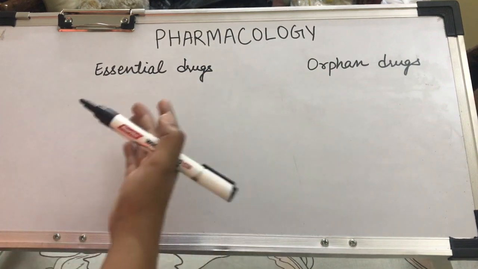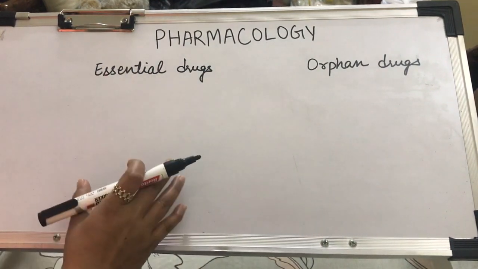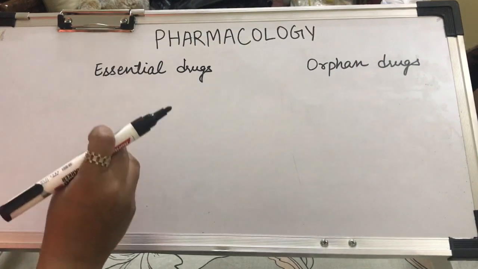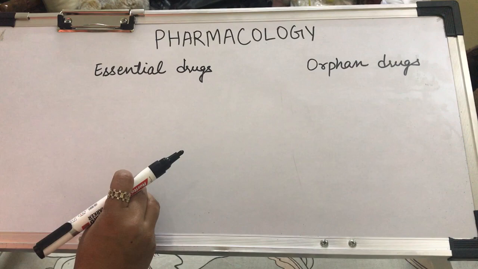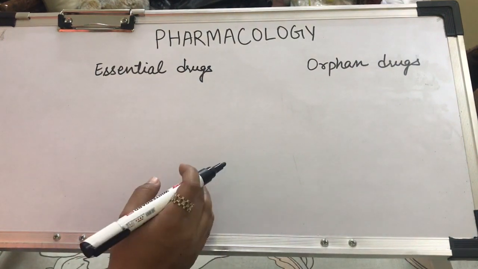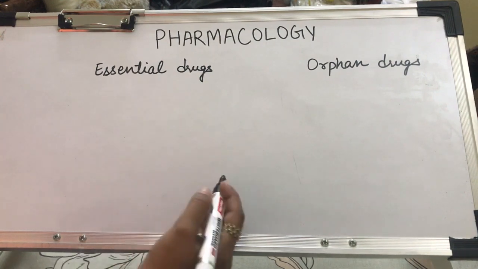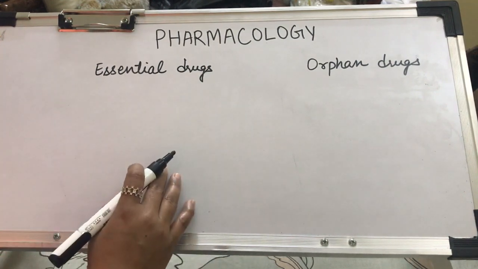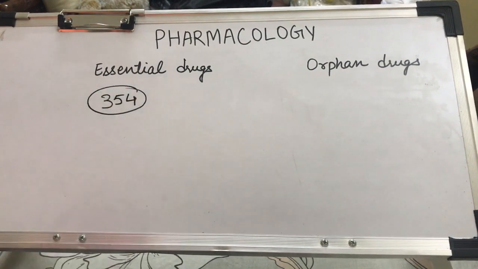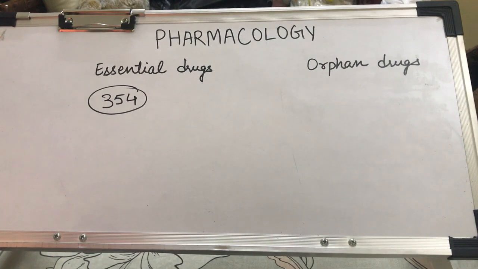In India there is a list of these drugs under the National List of Essential Medicines, which was formulated in 1996 and revised in 2003, and there are 354 medicines in that list. So this was the small concept of essential medicines. What are the orphan drugs?